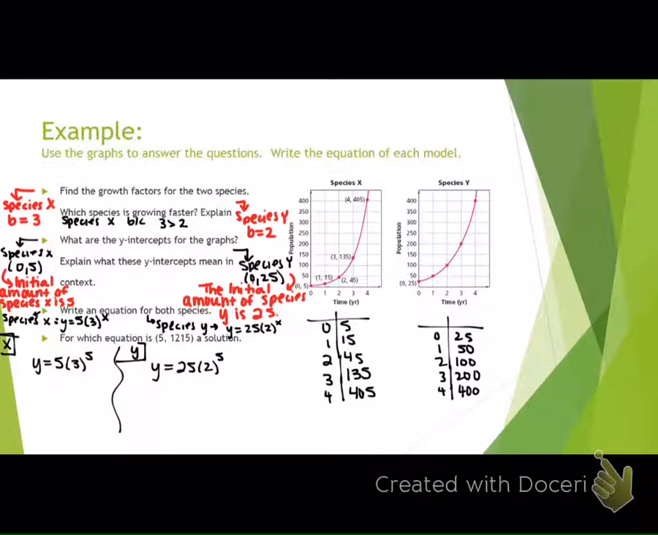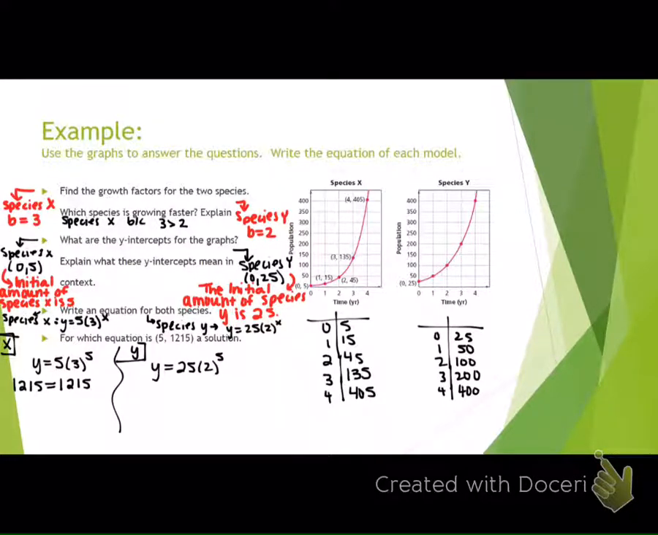So x comma y. You're checking to see if this equals 1,215 if you substitute in 5. So what do you get when you do 5 times 3 to the 5th? What's 5 times 3? Sorry. Wait, hold up. 1,215. So that one is true, right?